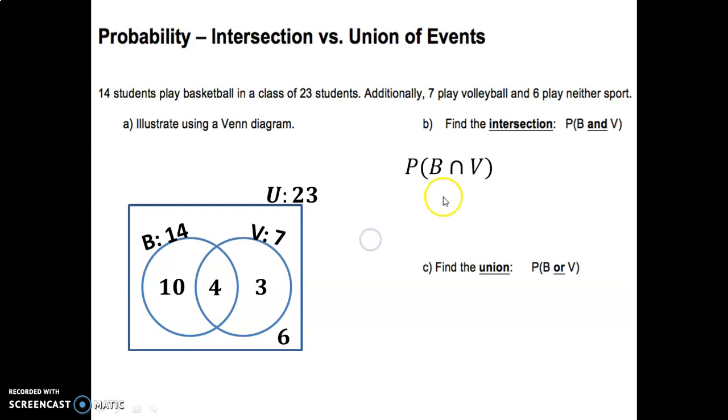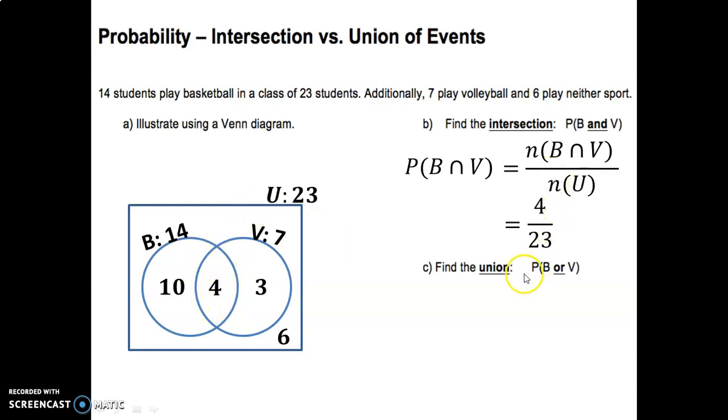Alright, so the intersection probability, and there's the symbol for it, intersection looks like this, is number of things in the intersection over the number of things in the universal set. So 4 things, 4 students that play basketball and volleyball out of the 23. Try the same thing for union. Union, let me explain what it is. It's B or V. It basically means they play basketball, or they play volleyball, or they play both basketball and volleyball. So let's see what you get.